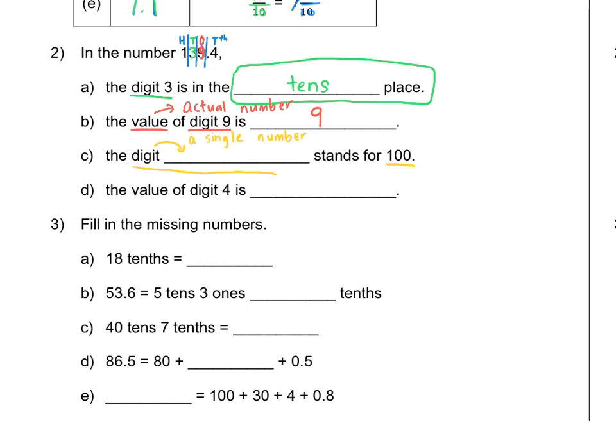So this single number, which digit stands for 100? We look carefully. 100, what is the digit? It is 1.